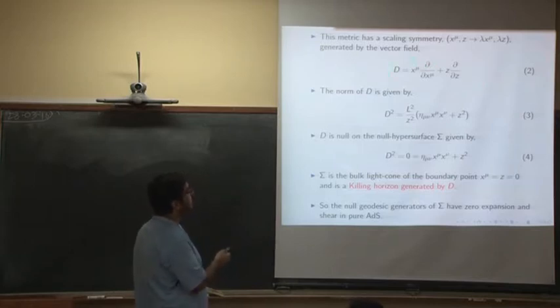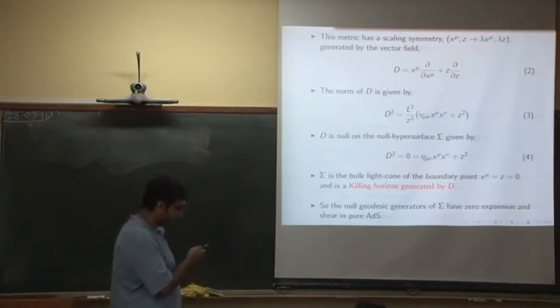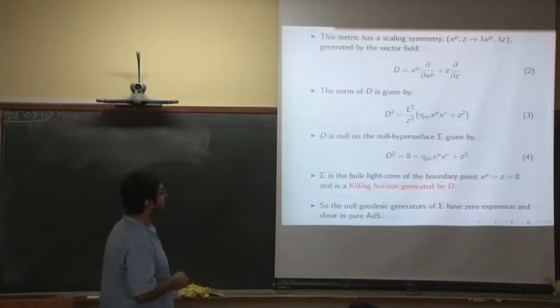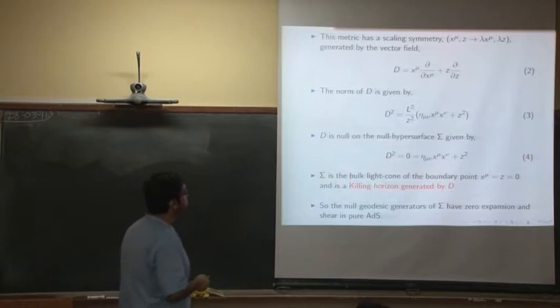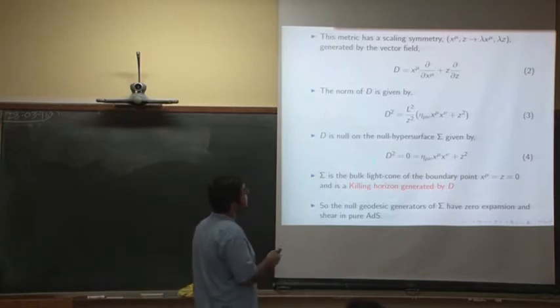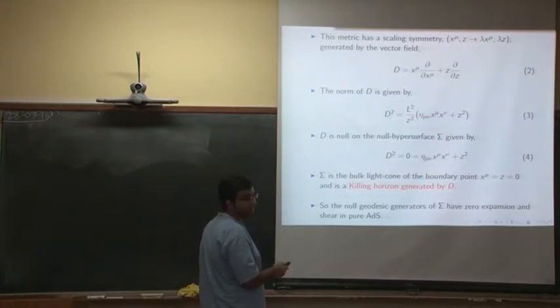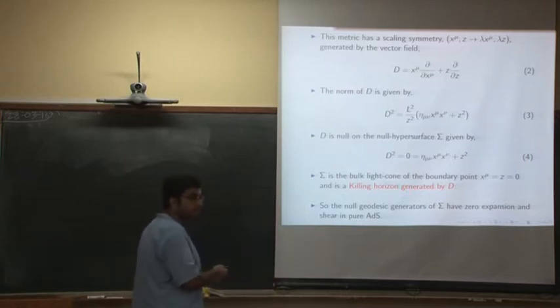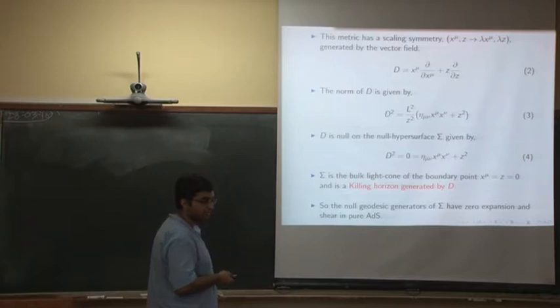So this D actually generates the scale transformations of the field theory. So are you saying that whenever the D becomes null, there is this result that there is zero expansion, zero scale? No. The thing is that D is a Killing vector. Yes. So that means this null hypersurface is a Killing horizon. So that actually gives you that theta equal to 0 and sigma AB equal to 0.